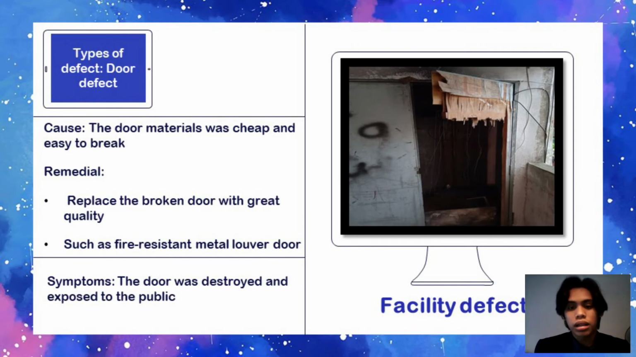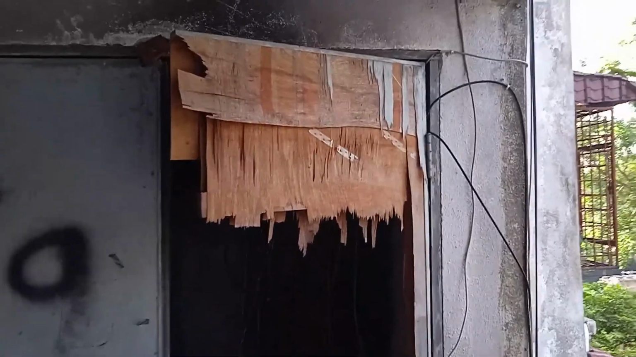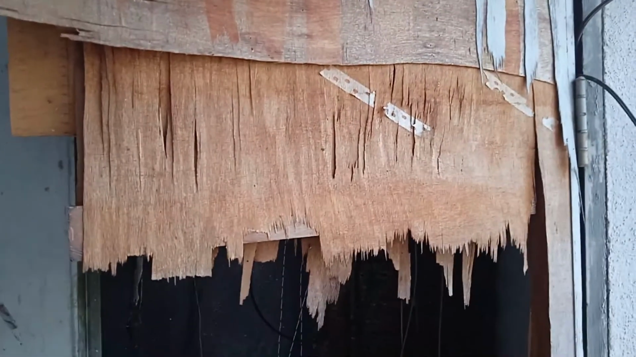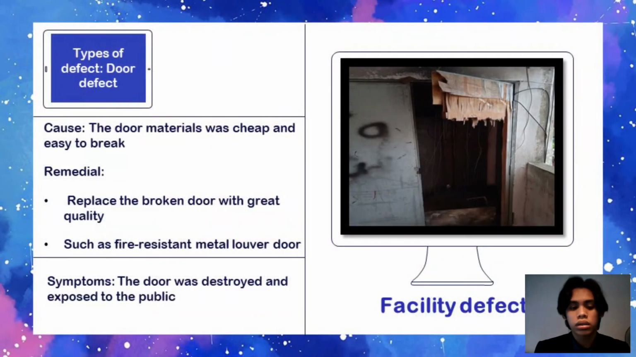So for this slide, the name of the defect is door defects and the type of defect is a broken electrical meter room door. This defect is located on the 4th floor at block 3 and the symptom is that the door to the electrical meter room was destroyed due to a cheap wood material which was easily breakable. The cause for this defect was that the door was found to be made from cheap wood material and easy to break according to the inspection before.